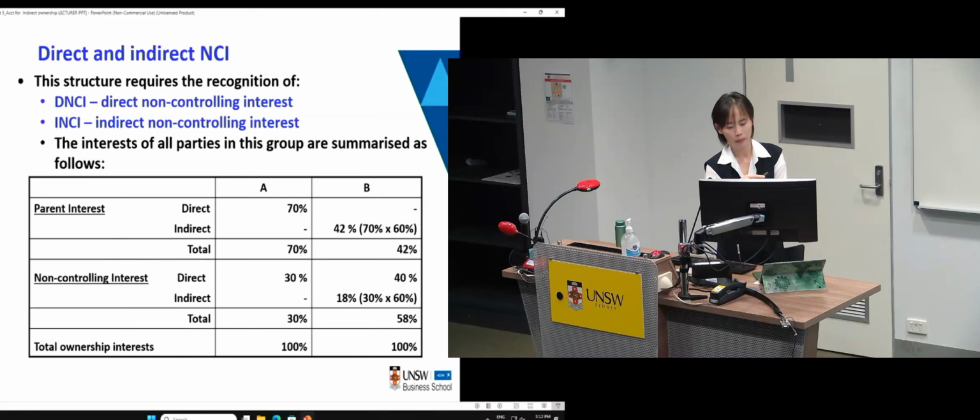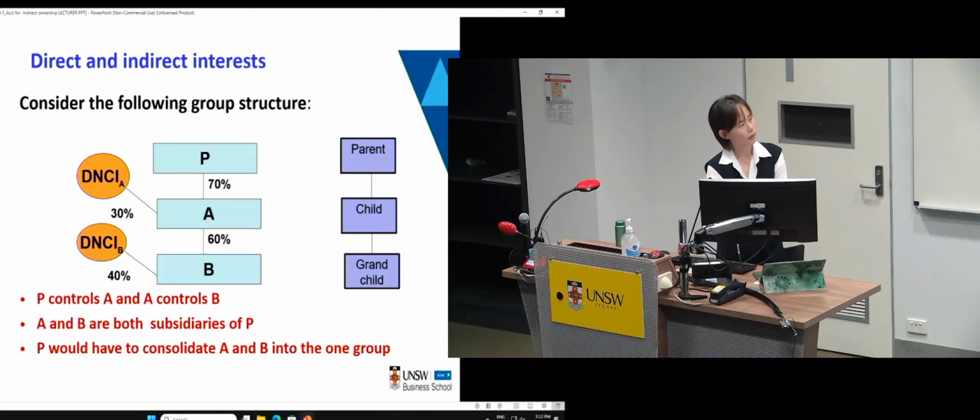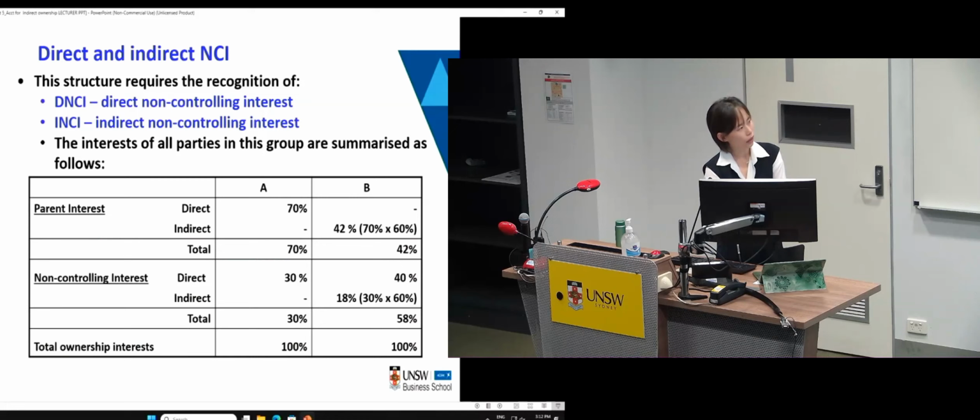Now then we look at NCI interest. Now NCI interest in A is only direct interest, and that is 30%. And NCI interest in B, we have both DNCI and INCI, right? Now DNCI is 1 minus 60%, which is 40%. And INCI is 30% multiplied by 60%, which is equal to 18%. So you can see the total NCI interest in B is 58%. That is higher, right, than the parent's interest in subsidiary B Limited.